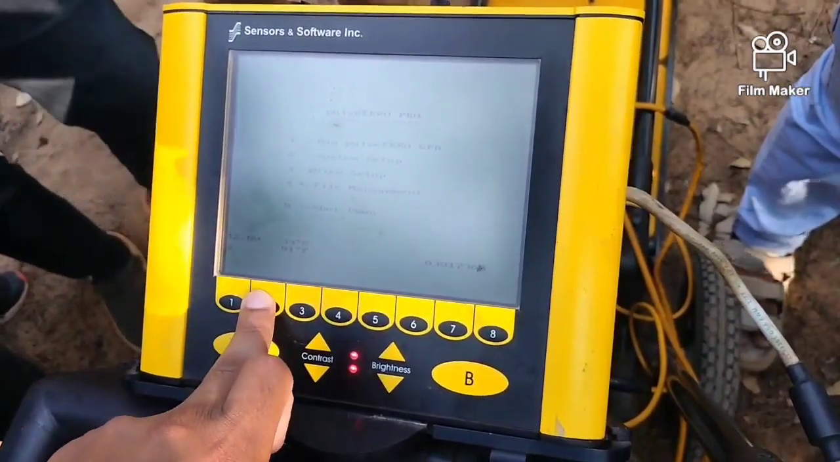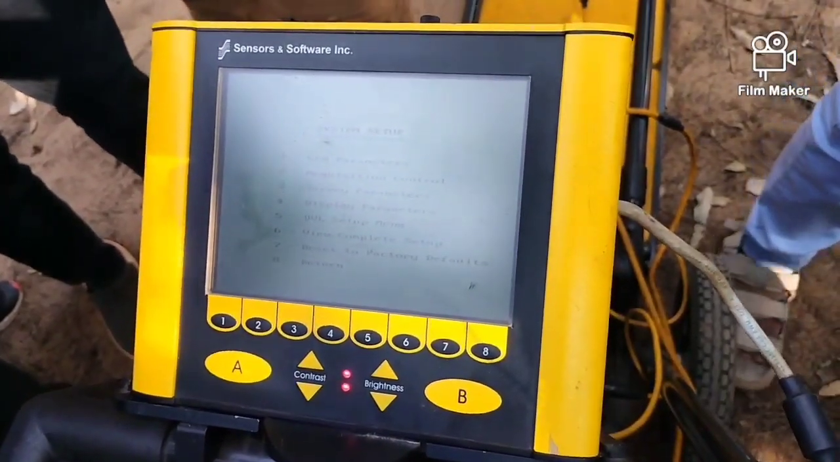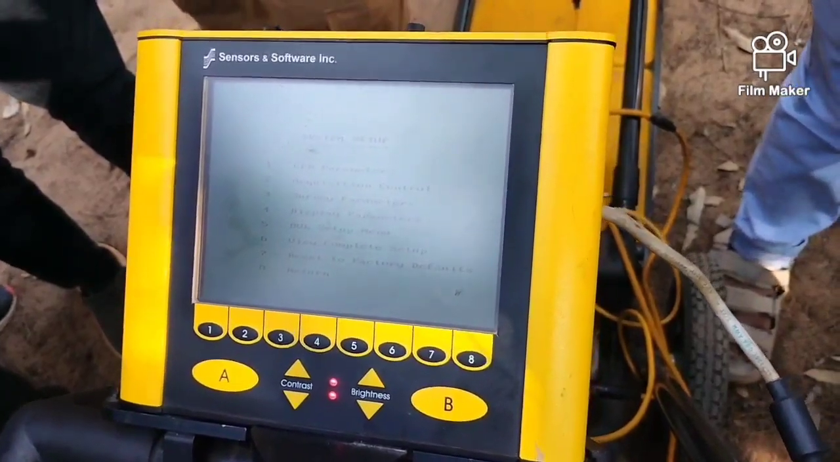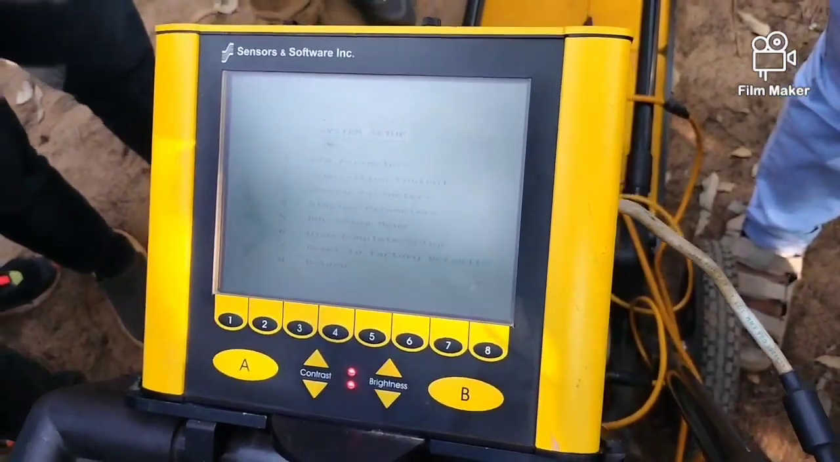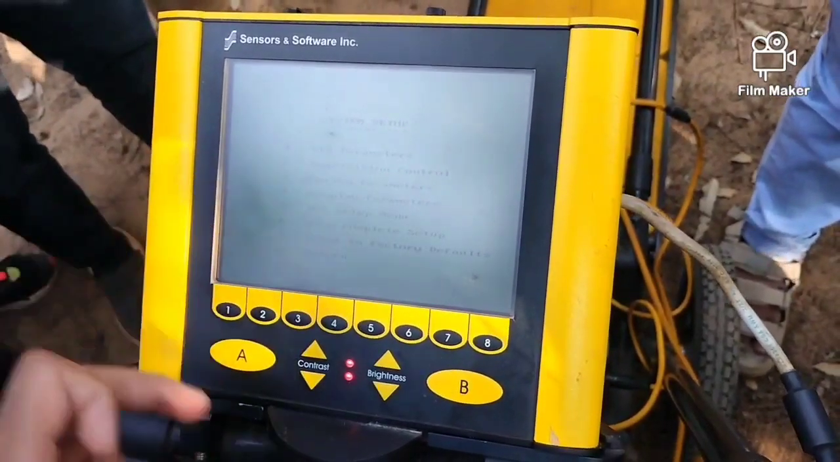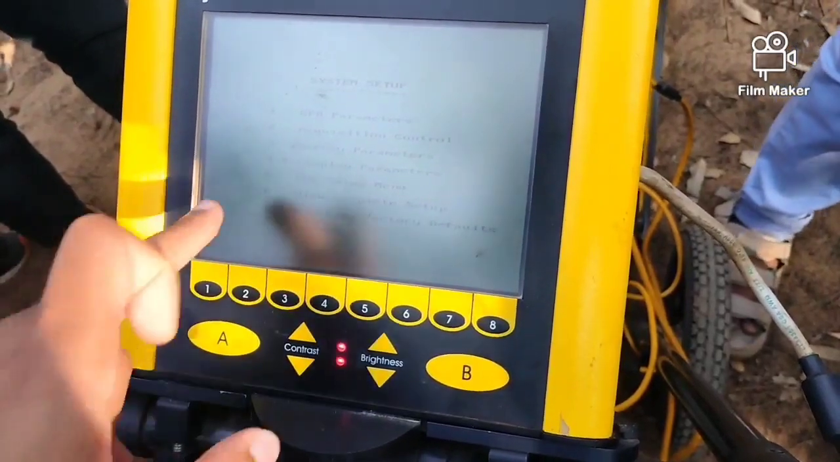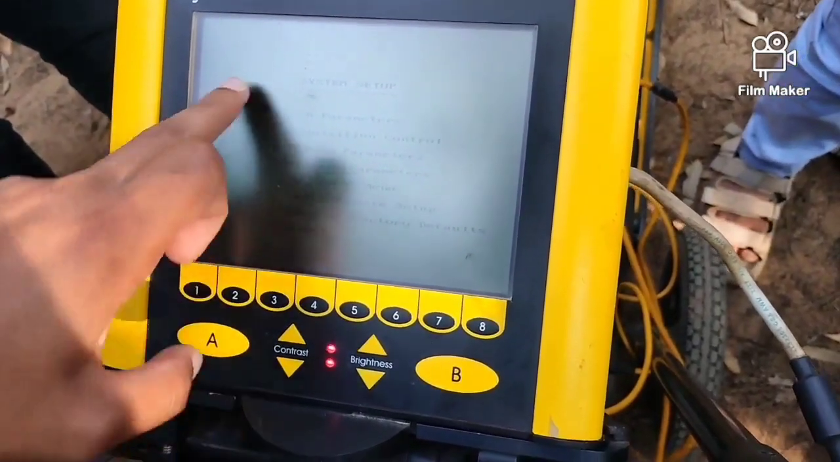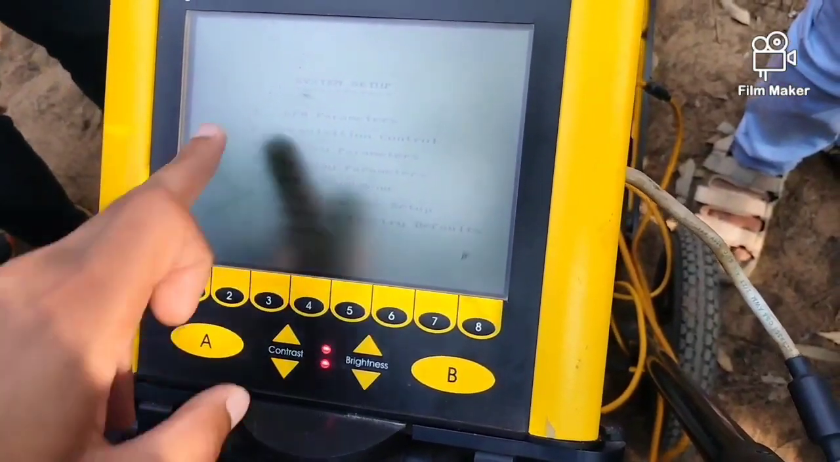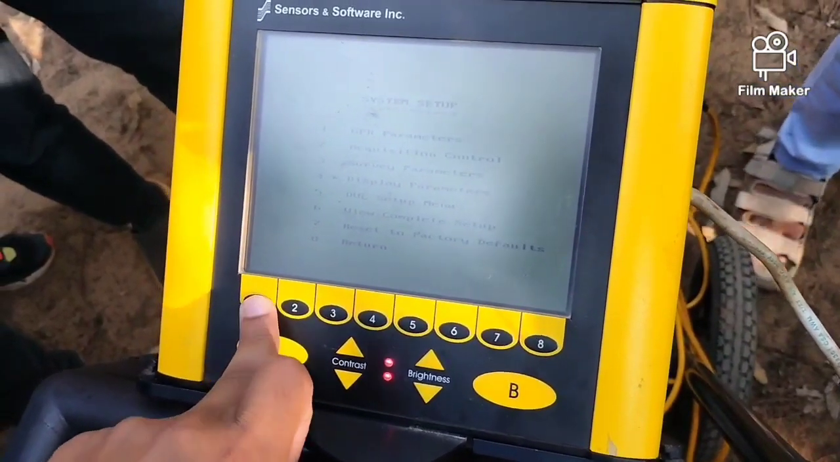If you go to the system setup, you'll see GPR parameter, acquisition control, survey parameters, display parameters. There are so many things that you can go through, but the main thing that you have to deal with is number 1 and 2, which is GPR parameter and acquisition control. In order to go to that menu, if you want to go to 1, you have to press 1. If you want to go to 2, you have to press 2. So let's go and see what's GPR parameter.